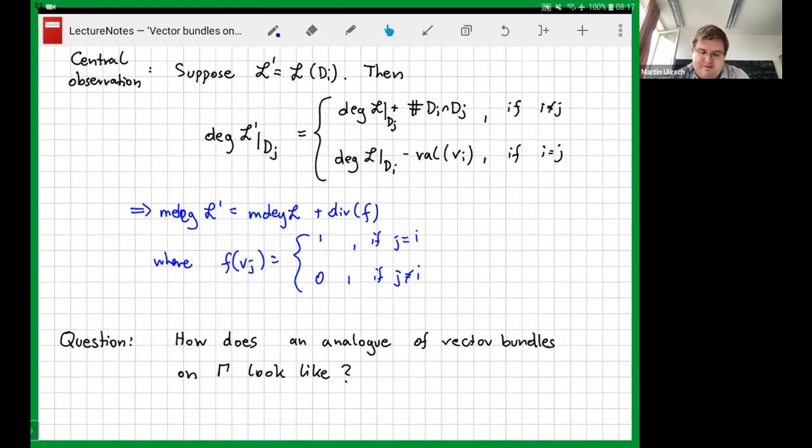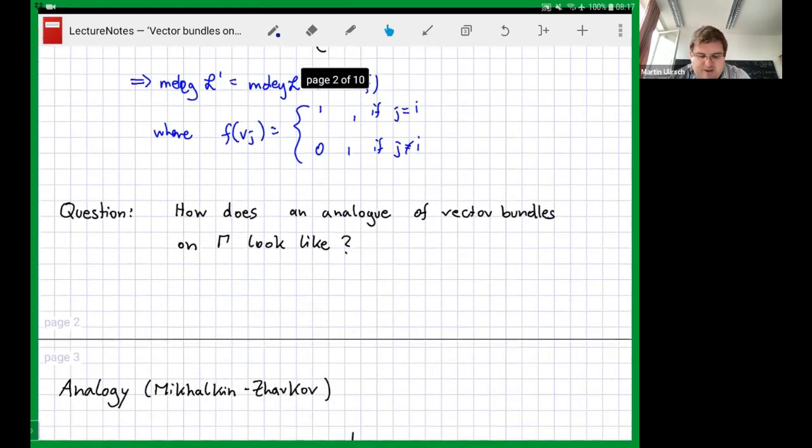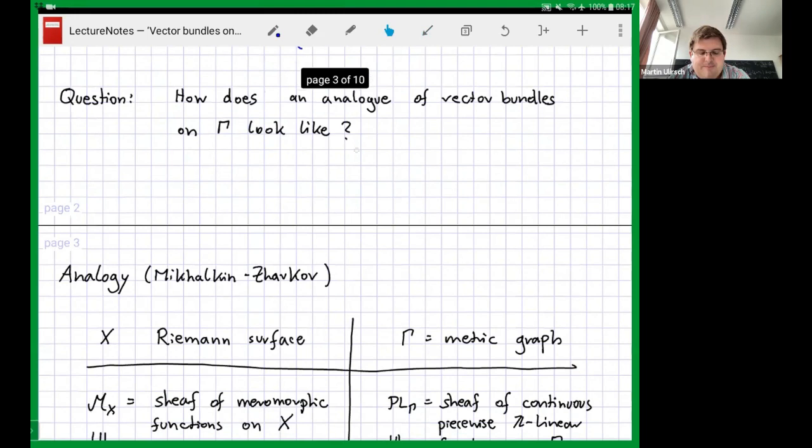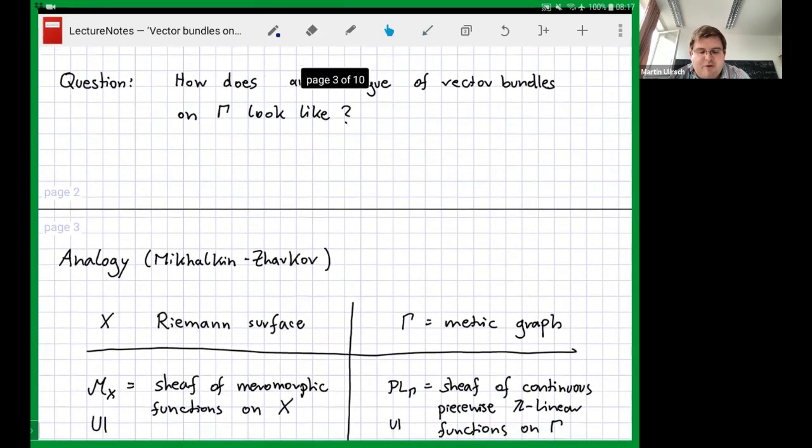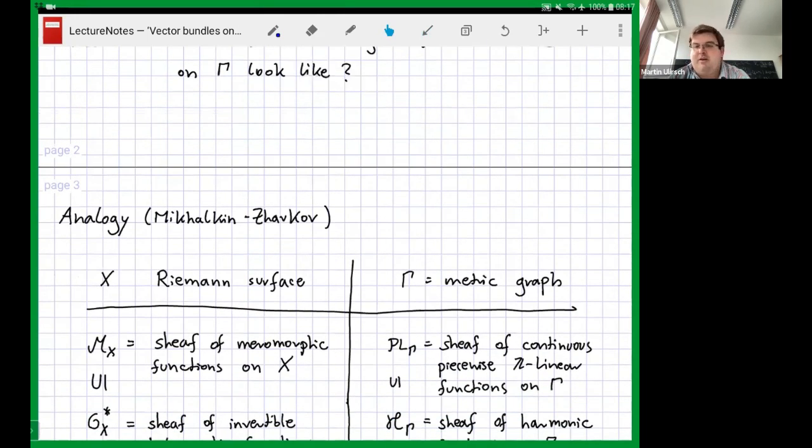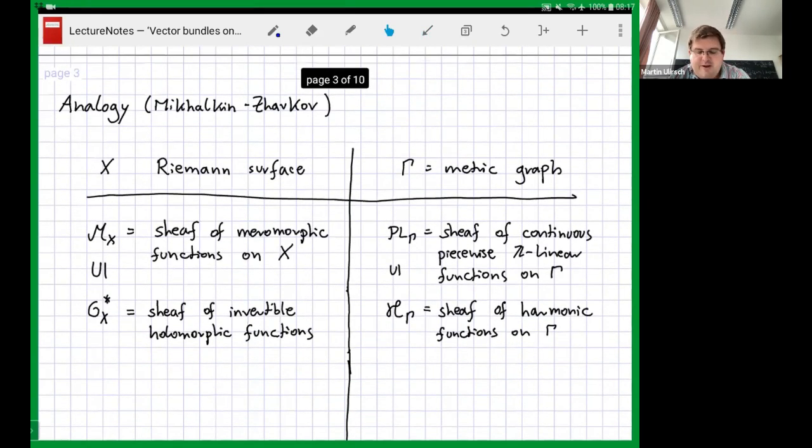Okay. And in order to understand how this works, we further our analogy, and in particular, we continue with some technical parts that first of all tell us what a line bundle on a metric graph is, and this is due to Mikhalkin and Zharkov. And then we will generalize it from there.